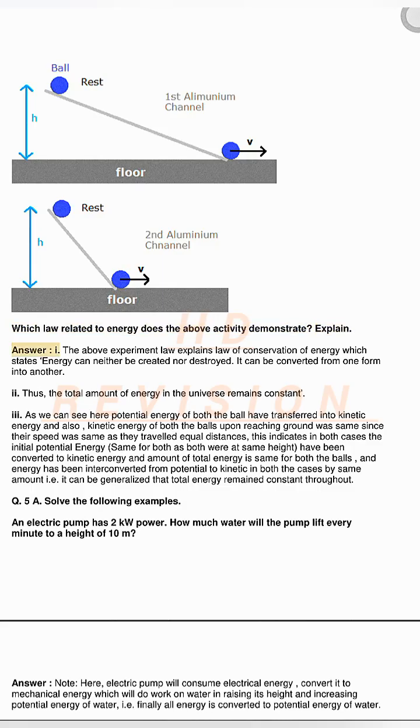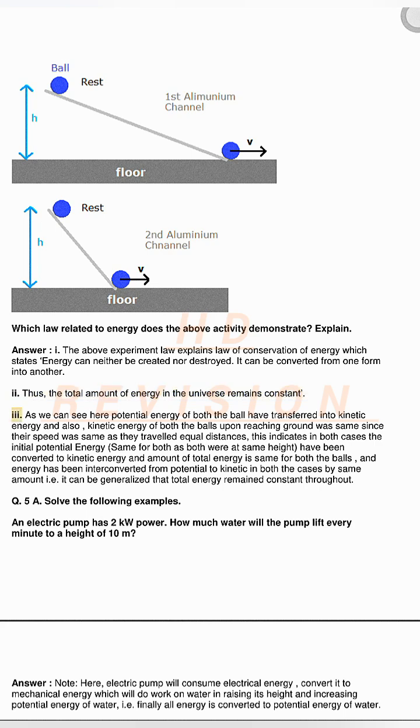Explain. Answer. The above experiment explains the law of conservation of energy, which states, energy can neither be created nor destroyed. It can be converted from one form into another. Thus, the total amount of energy in the universe remains constant.